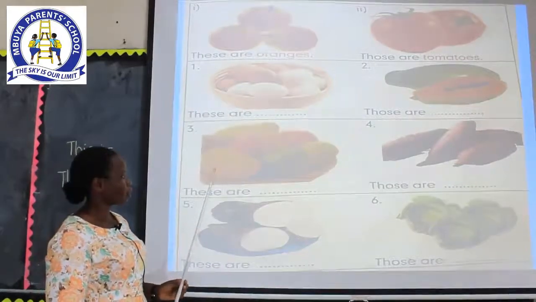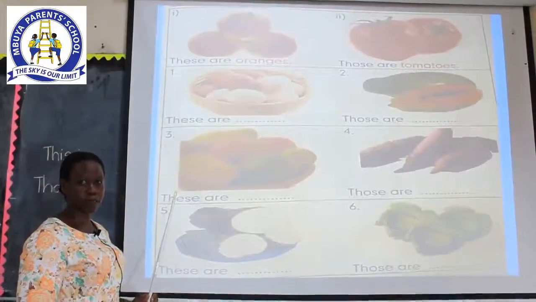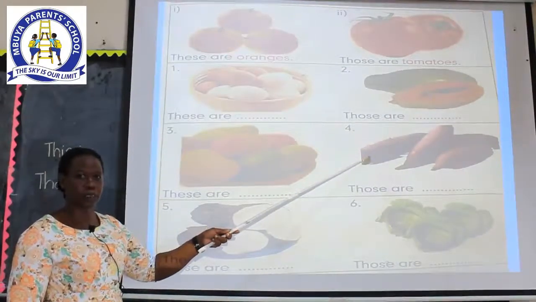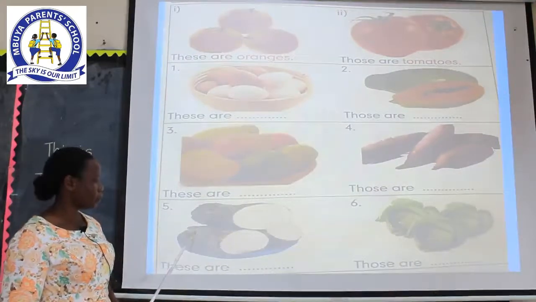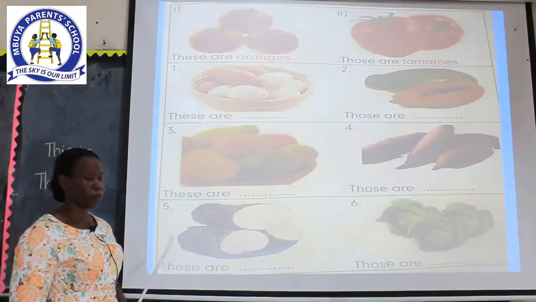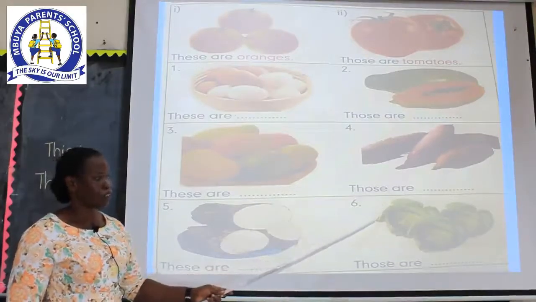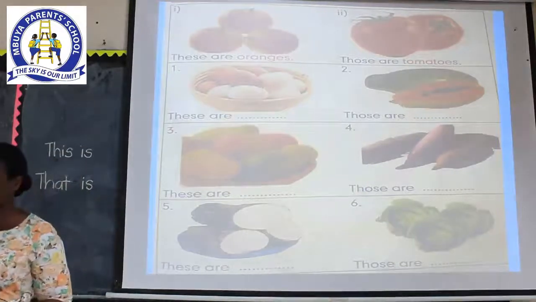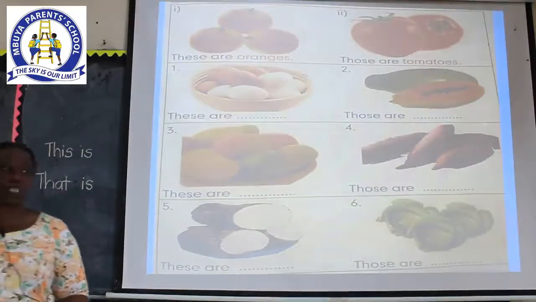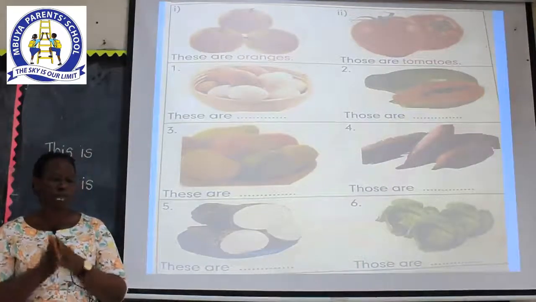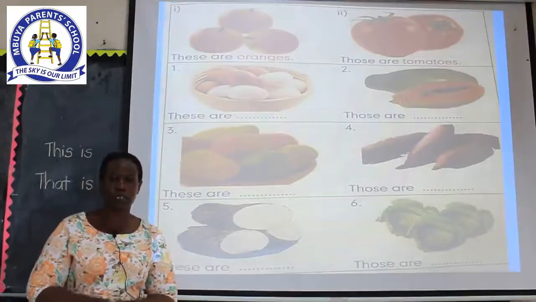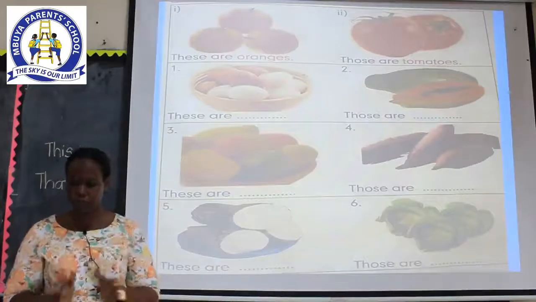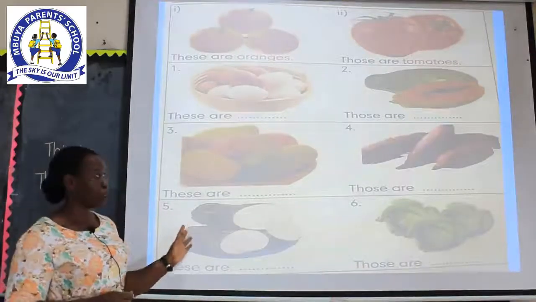What are these? These are mangoes. What are those? Those are sweet potatoes. What are these? These are yams. What are those? Those are cabbages. Very good. Now, having looked at our structures, children, I know that you are not going to find any problem using this structure. You can even use it at home. You can go to the kitchen, look at the food items that Mommy has bought, and then you use them. You can name them. Pick any item, and you use this structure.